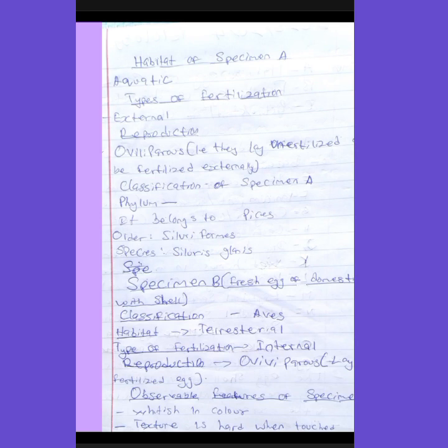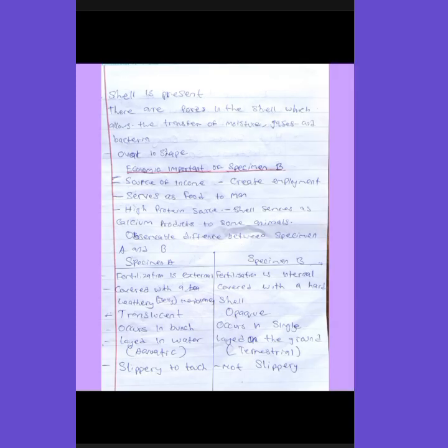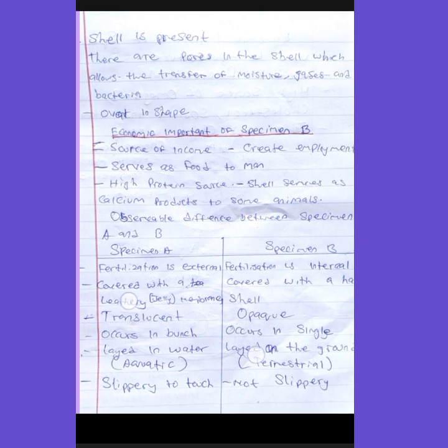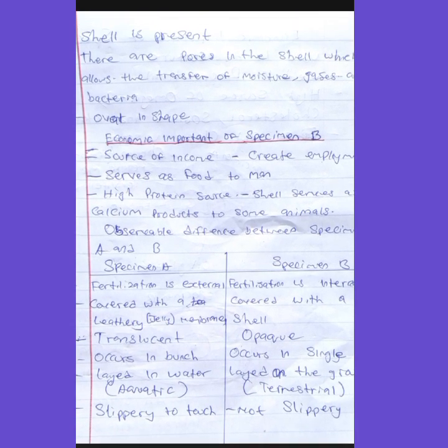So we have the observable features of specimen B. They are whitish in color. The texture is hard when touched. The shell is present. There are pores in the shell which allow the transfer of moisture, gases, and bacteria. It is oval in shape.